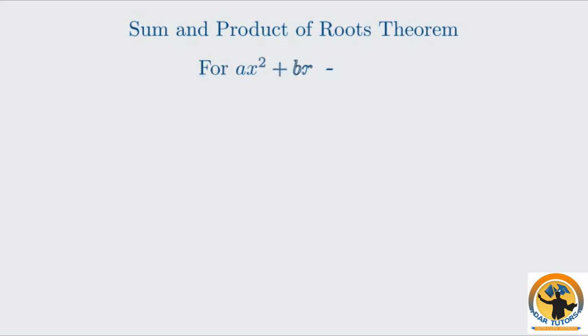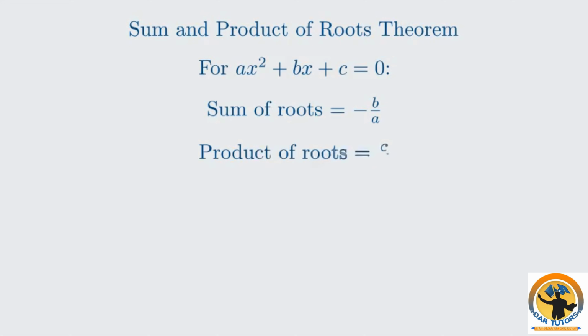Let's continue our exploration of polynomial properties with the sum and product of roots theorem. You might remember this for quadratic equations. For a quadratic ax squared plus bx plus c equals 0, the sum of the roots is negative b over a, and the product is c over a.